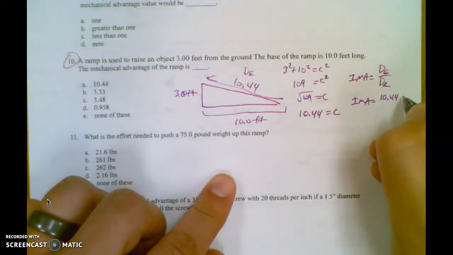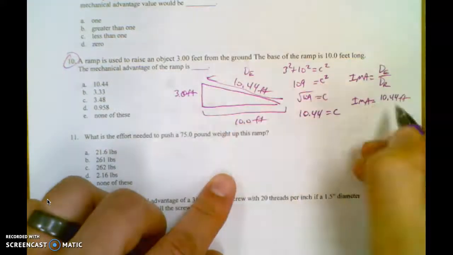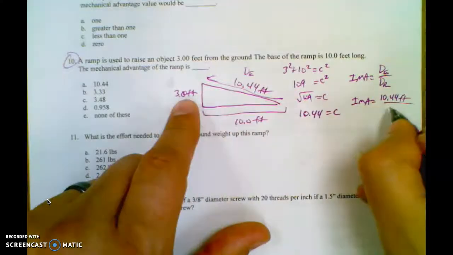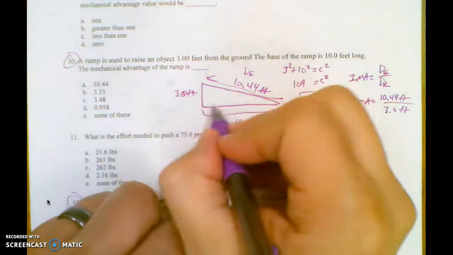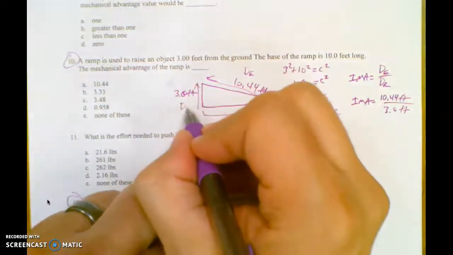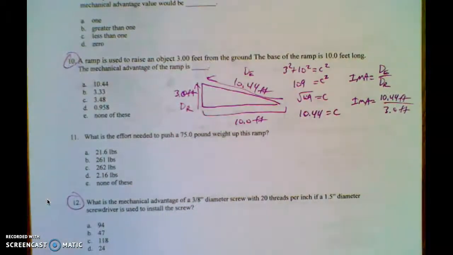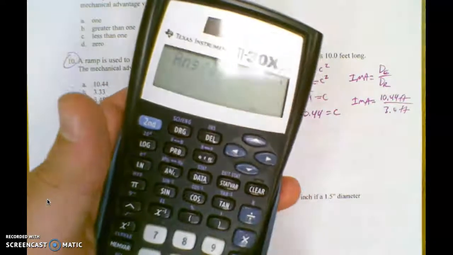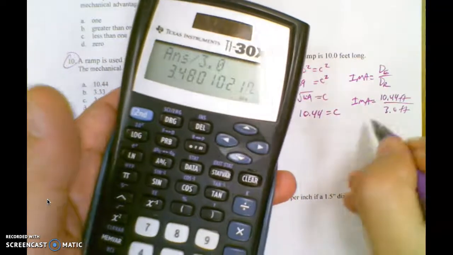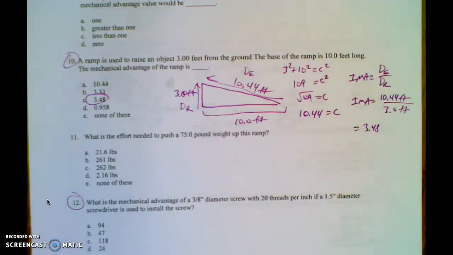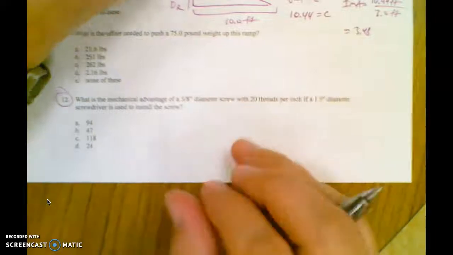I guarantee one of those answers is if you use 10 feet. So it's 10.44 over 3.0 feet. This is what you're lifting. You're lifting a box up 3 feet, but it takes 10.44 feet of sliding. So you do a little calculation. I just have that old number in my calculator, divided by 3.0. I get 3.48. No units. There's my winner. I bet one of these numbers was if you use 10. Like 3.33 is probably if you use 10. Yeah, it was.